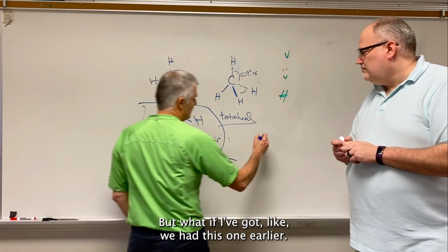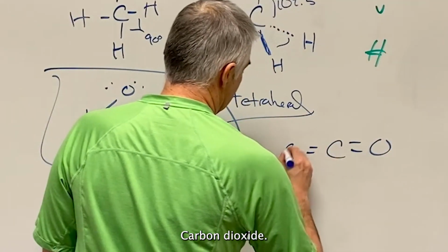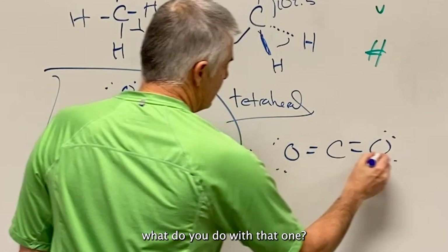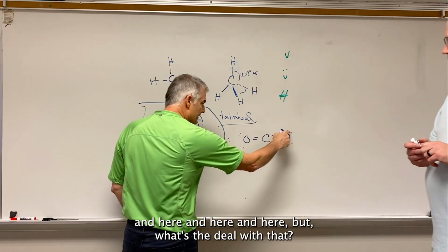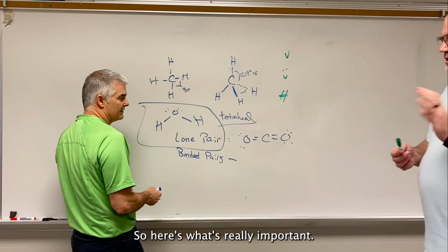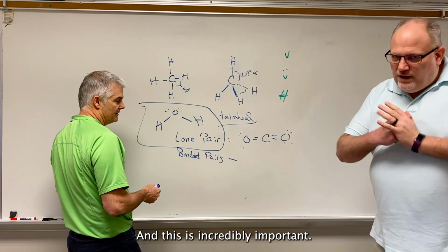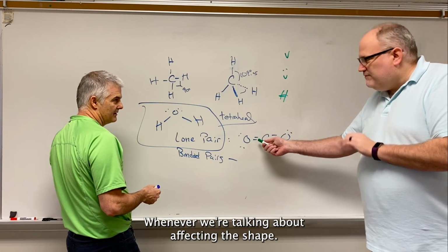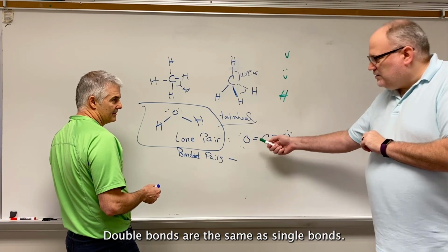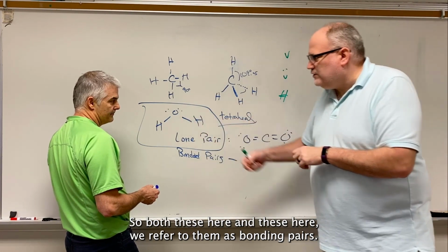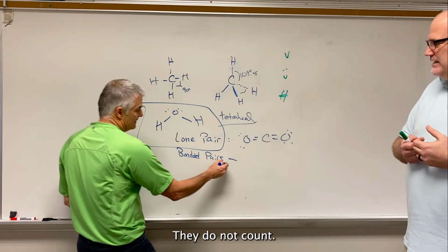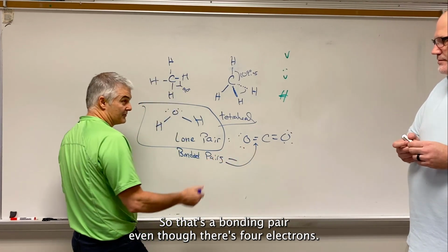But what if I've got, like, we had this one earlier, carbon dioxide. What do you do with that one? I can see the lone pairs here and here and here and here, but what's the deal with that? So here's what's really important, and this is incredibly important. Whenever we're talking about affecting the shape, double bonds are the same as single bonds. So both these here and these here, we refer to them as bonding pairs. They do not count extra. That's a bonding pair, even though there are 4 electrons.